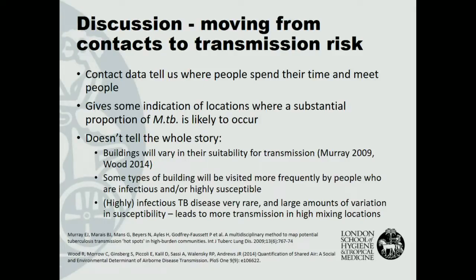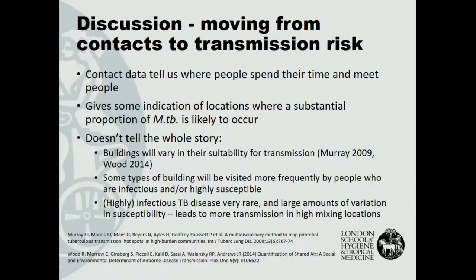So what studies of contact data such as this one do is they tell us where people spend their time and where they have a lot of contact with other people. What we're really interested in is where MTB transmission occurs. And collecting and analysing this kind of social contact data is a useful and necessary first step, but it doesn't give us the whole picture for three main reasons. The first is that buildings vary in their suitability for transmission, and all else being equal, the risk of transmission may be far higher in a badly ventilated, very crowded bar, say, than in a well-ventilated shop.